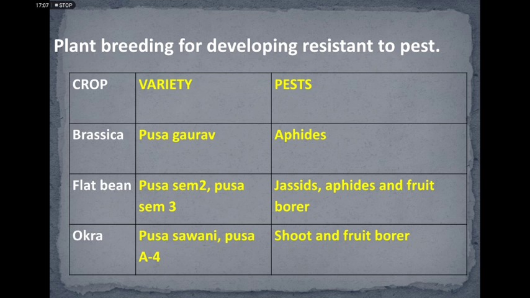So by cultivating this new variety, we can avoid this problem. Then okra. Okra means Lady's finger. Variety name is Pusa A4. It is resistant against shoot and fruit borer.